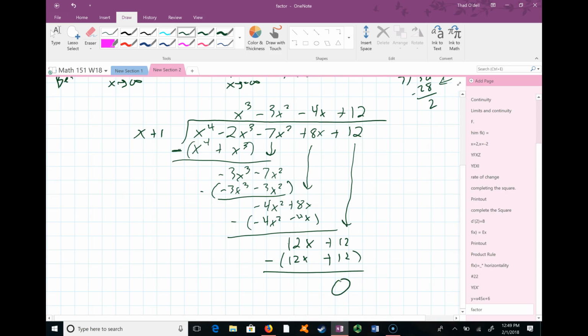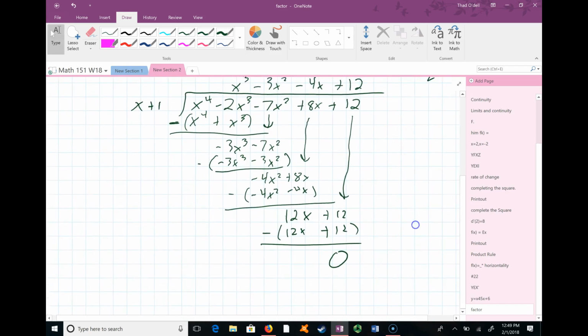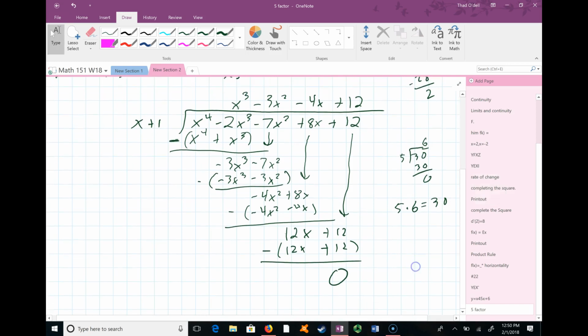Yay, that tells me that x plus 1 is a factor of x to the fourth minus 2x cubed minus 7x squared plus 8x plus 12. In fact, even more so, it tells me, just like if we do 5 divided into 30, and we put a 6 up here, 6 times 5 is 30, and we get a remainder of 0, that means that 5 times 6 is equal to 30. So we can write that in factored form, right? So we can have a similar conclusion here, that x plus 1 times x cubed minus 3x squared minus 4x plus 12.